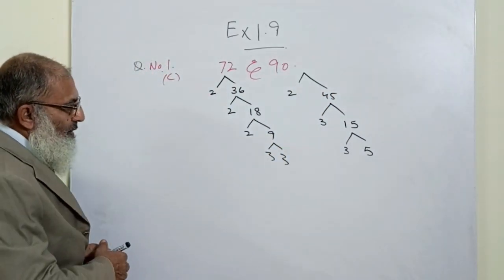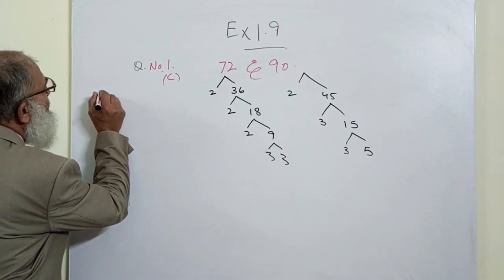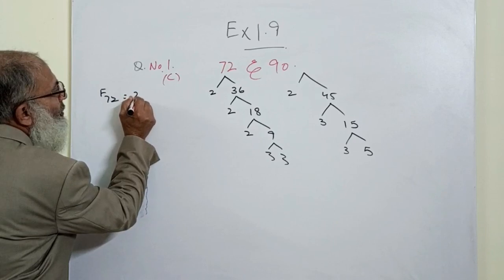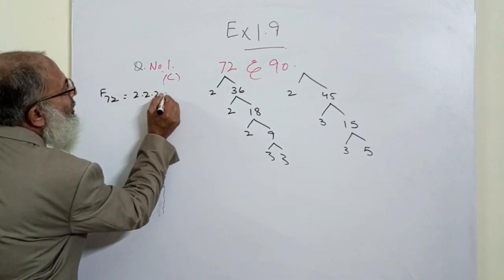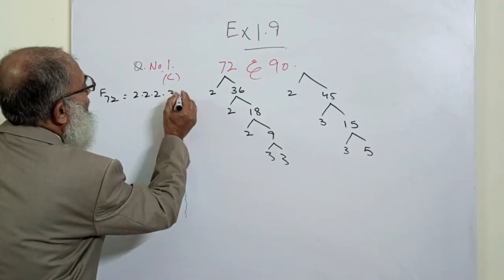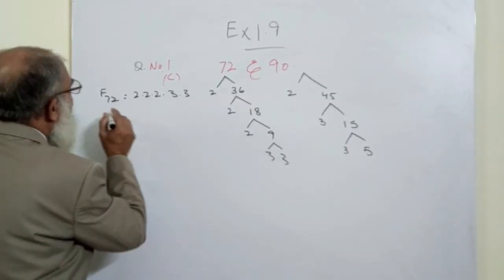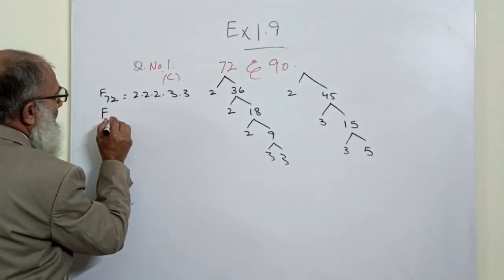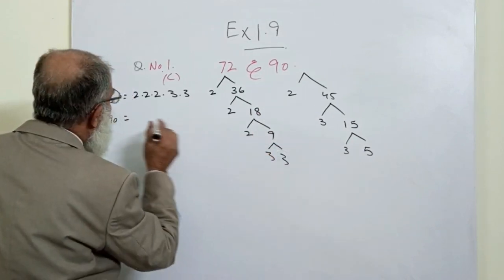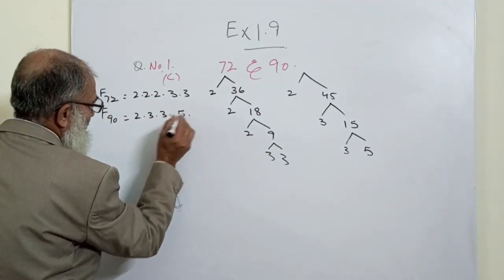So what are the factors of 72? Factors of 72 are 2, 2, 2, 3, and 3, one more 3. Okay. And for 90, these are 2, 3, 3, and 5.